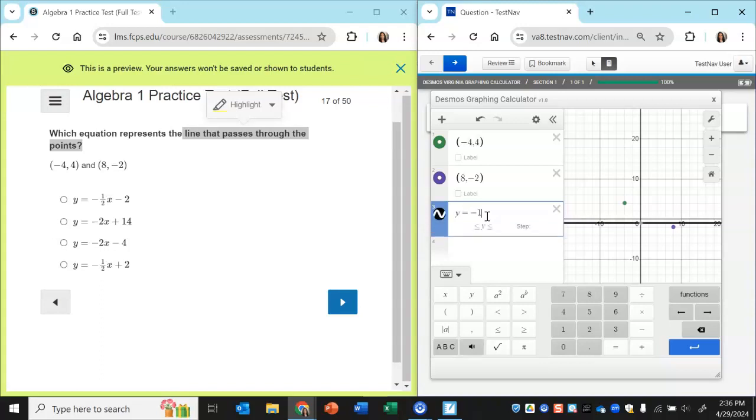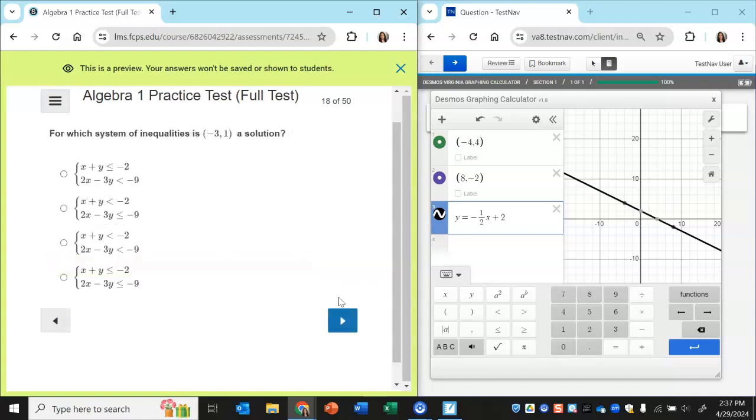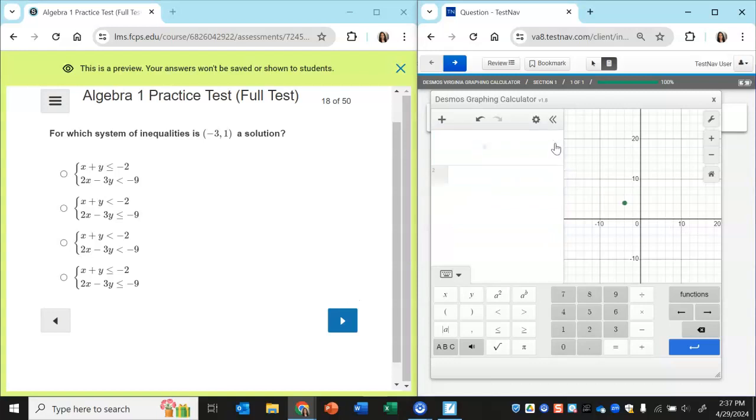So y equals -1 over 2 x, and then -2. That's too low. I like the slope. The slope looks about the same, right? So maybe it's going to be this one. Maybe I just need to move it up. Yep, there it is. That one right there. Okay. So I plugged in the points and I graphed and saw which line went through the two points. Okay, this one.